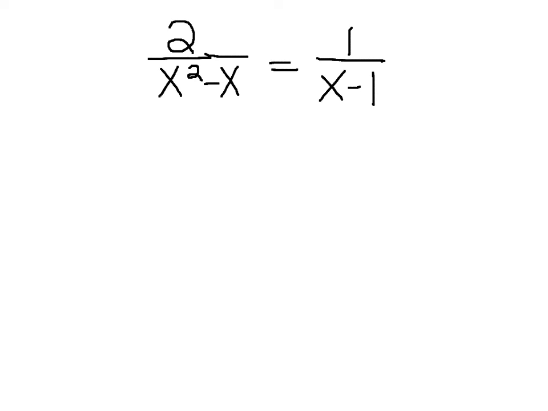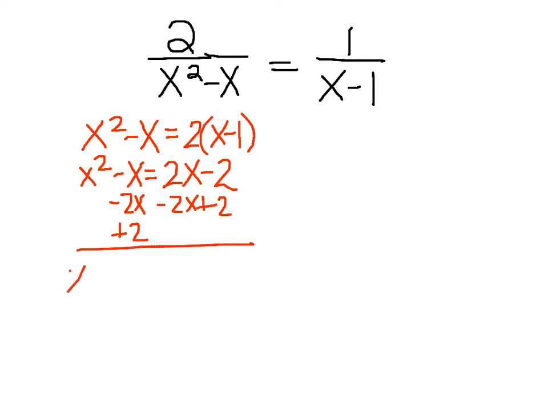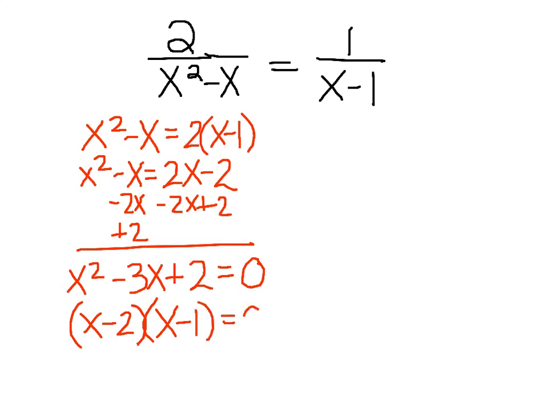Okay, so hopefully you got x squared minus x equals 2 times x minus 1. X squared minus x equals 2x minus 2. Subtracting 2x and adding 2, we get x squared minus 3x plus 2 equals 0. Factoring this, we get x minus 2 and x minus 1, and that means x equals 2 and x equals 1. If you got that far, nice job. You're halfway there, but you have to check.